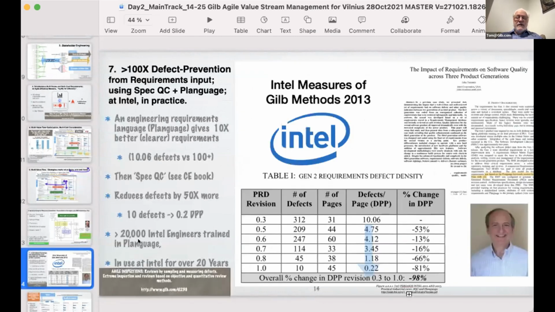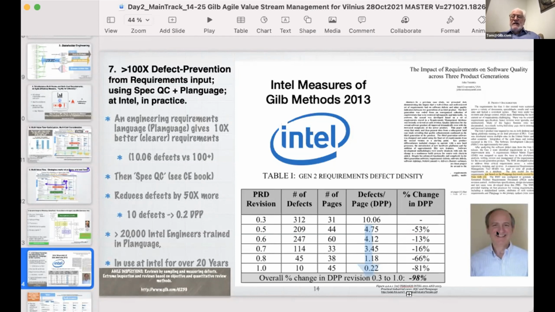Okay, so here I mentioned one of my favorite clients is Intel. Here is a research paper done by an Intel man, John Terzakis, and what Intel did was they adopted my planning language, my Planguage, which is described in the Competitive Engineering book and in this book in detail, for specifying requirements and designs and things like that. And within a 20-year period, they've been using my methods. They have trained 20,000 Intel engineers in Planguage in 2 or 3 day courses, okay? And they haven't found anything better for 20 years, so they're still using it.